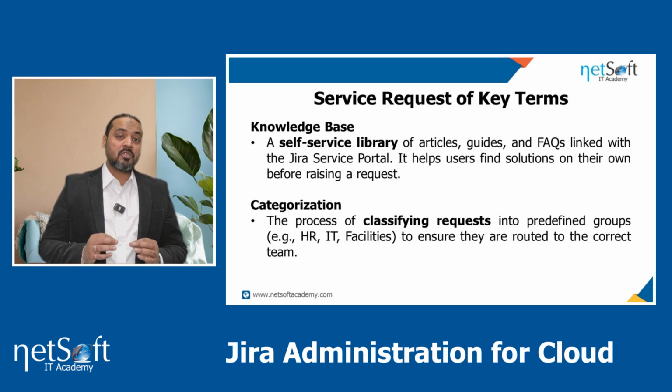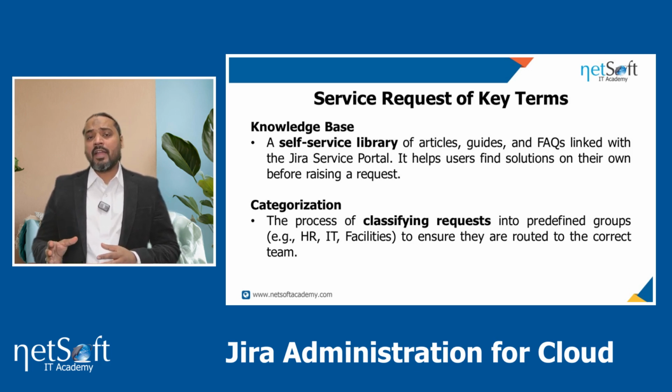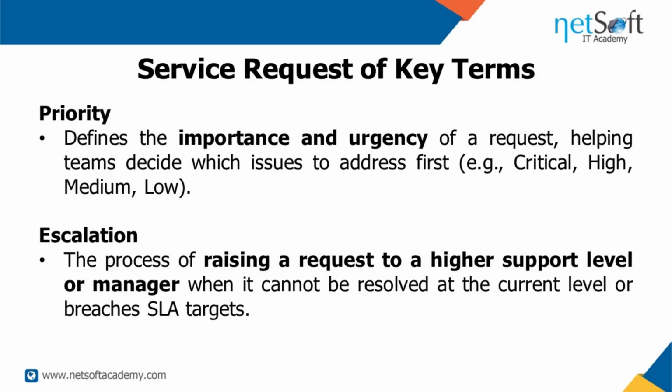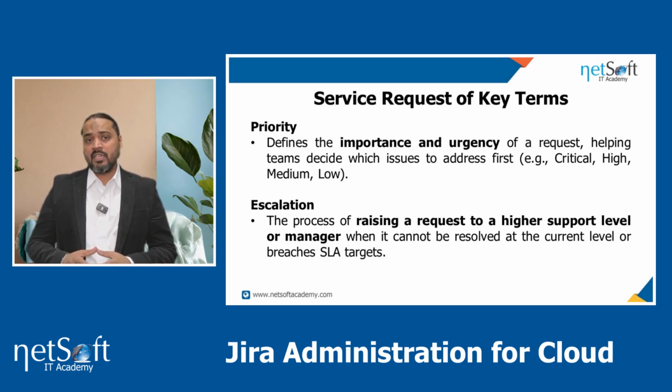Categorization is the process of classifying requests into predefined groups such as HR, IT, or facilities. This ensures requests are routed to the correct team for faster handling. Priority defines the importance and urgency of a request. It helps the team decide which request should be handled first.